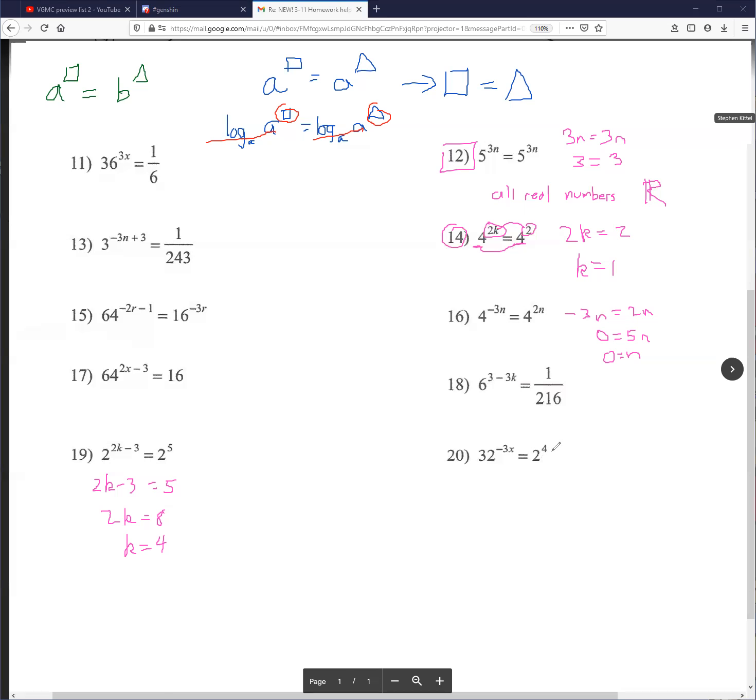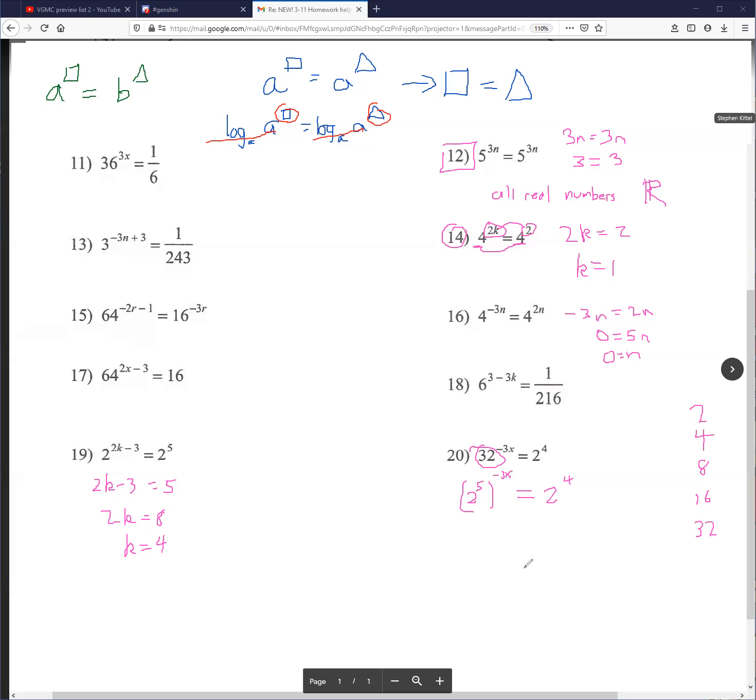So it writes 2 to the fourth here. Now you could turn that into 16, but actually 2 to the fourth is the way we want this written. So we're going to leave this as 2 to the fourth. The reason why is because this number 32, we can write as a power of 2. Think about your powers of 2: 2, 4, 8, 16, 32. So this is 1, 2, 3, 4, that's 2 to the fifth. So what I'm going to do, I'm going to write 2 to the fifth to the negative 3x.